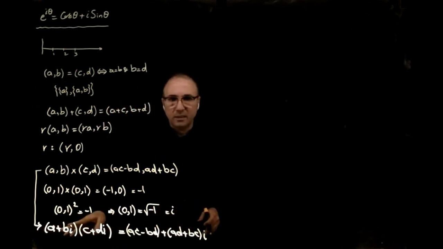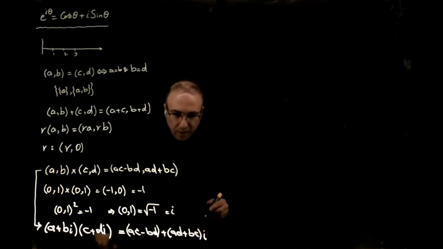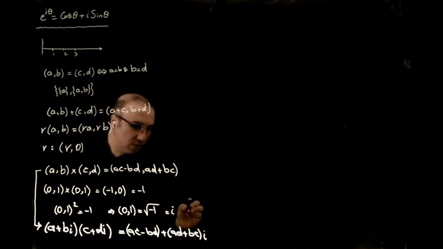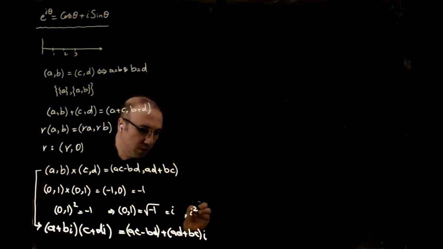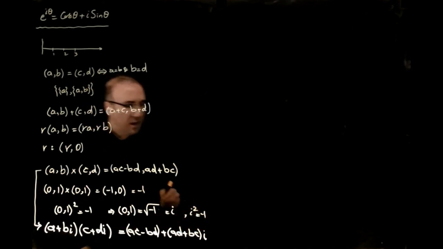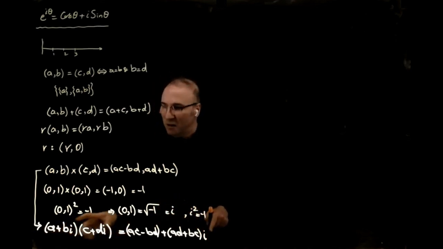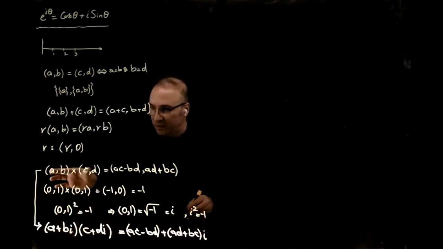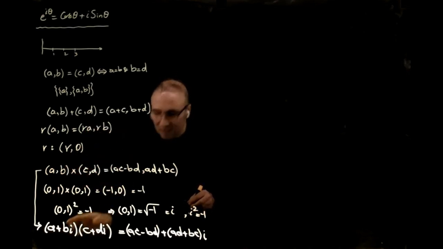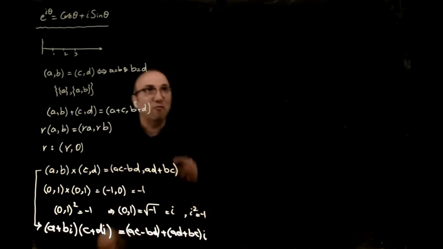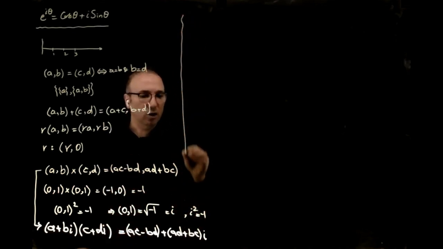So this makes the writing easier. With the condition that i squared equals negative 1, I can write it this way. In fact, under the hood, it is doing this ordered pair multiplication, but this makes the writing and calculation easier. In fact, we're dealing with a two-dimensional number.